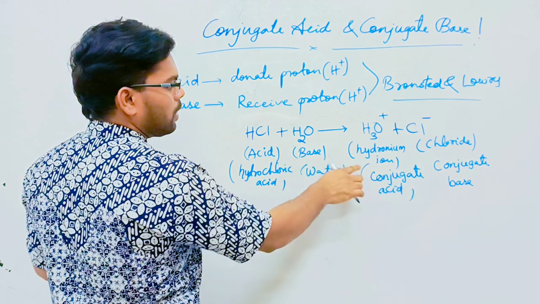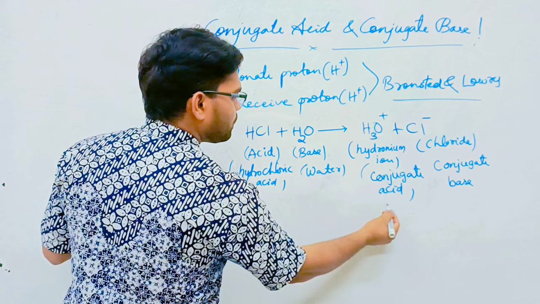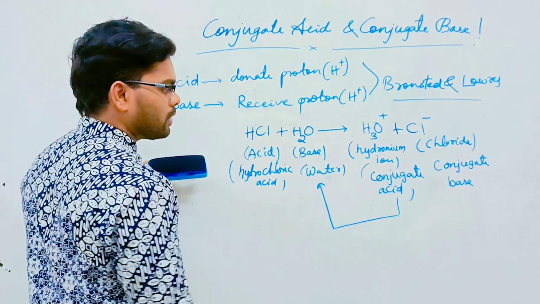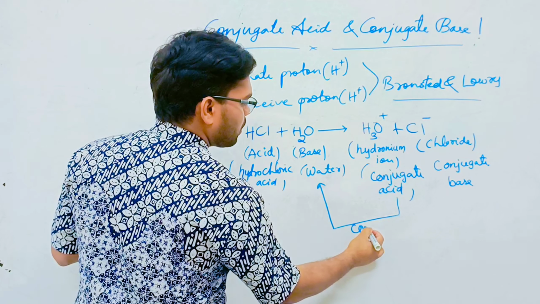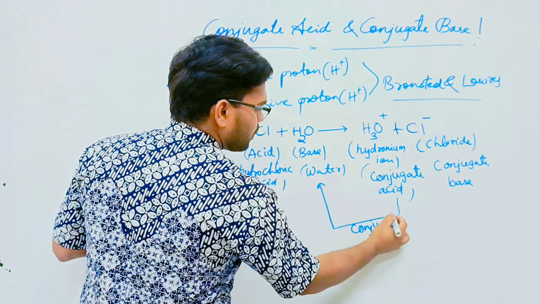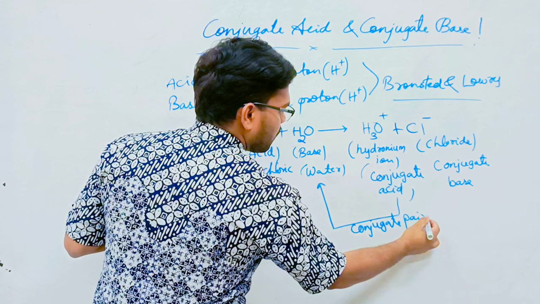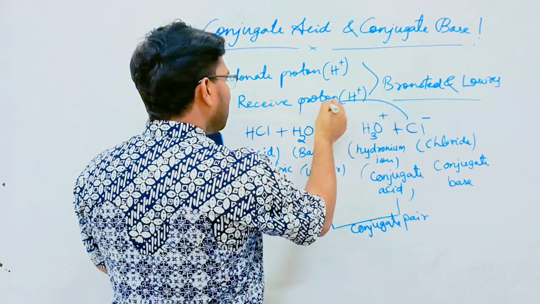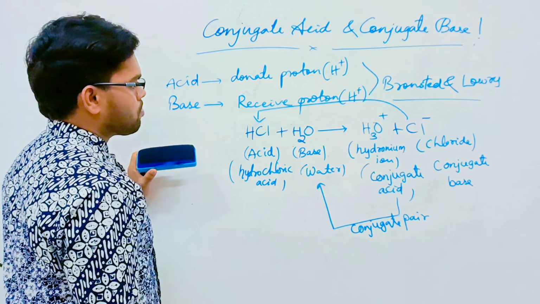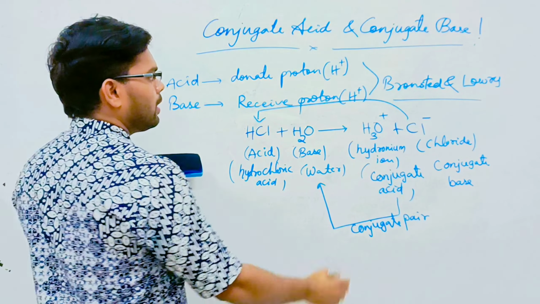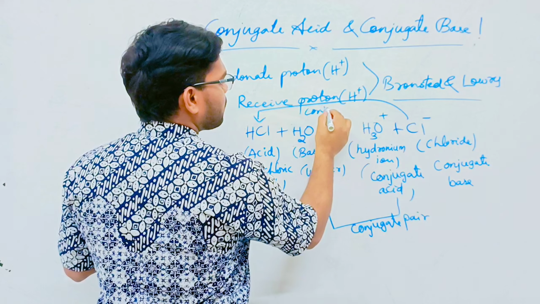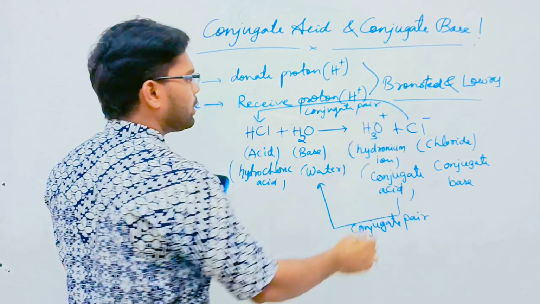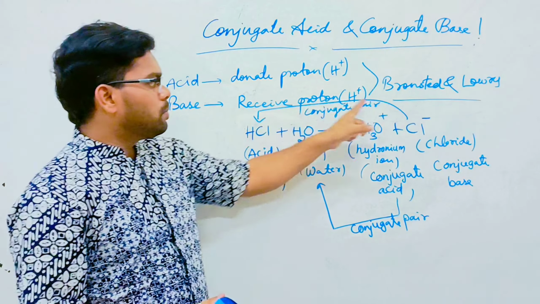This conjugate acid formed from water, so it came from the water. Therefore, I write that this conjugate acid came from the water. So this is called a conjugate pair. And this conjugate base formed from the acid, hydrochloric acid. So this is also a conjugate pair. So two conjugate pairs you got.